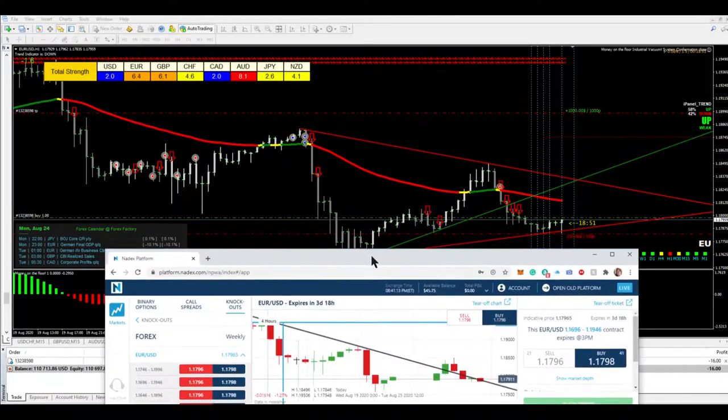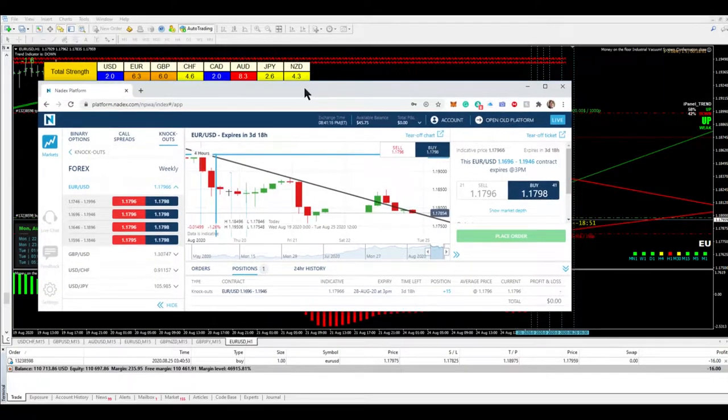So now I've already gone over to my Nadex account. I went into here and I went to knockouts. I went over here to Euro US dollar. And I took my buy positions right here. I took 15 positions. So we're going to see how this works out.